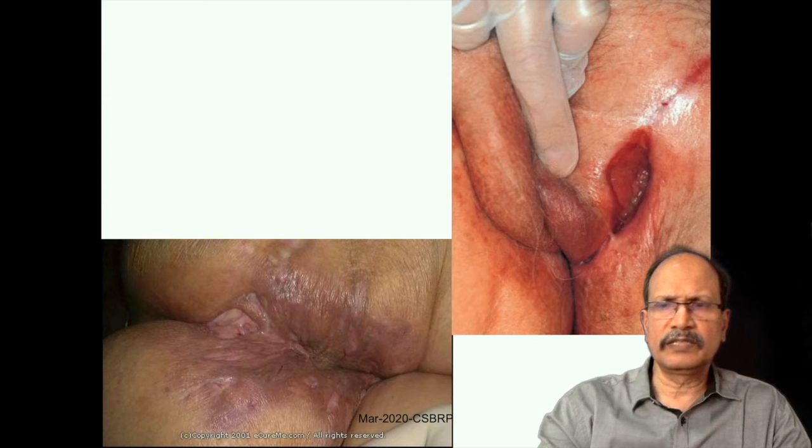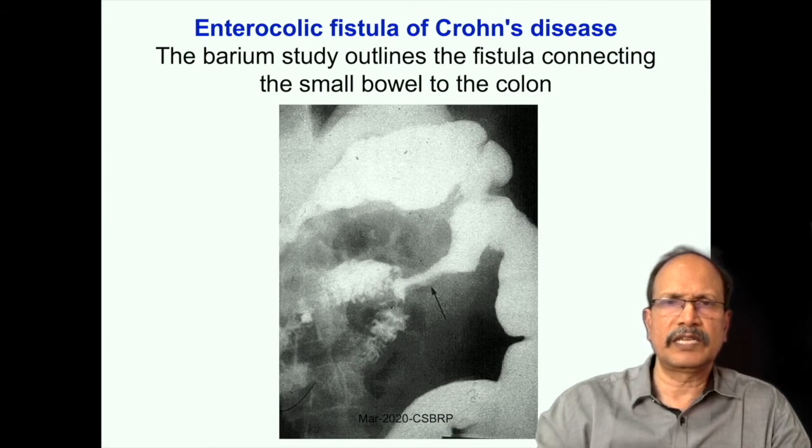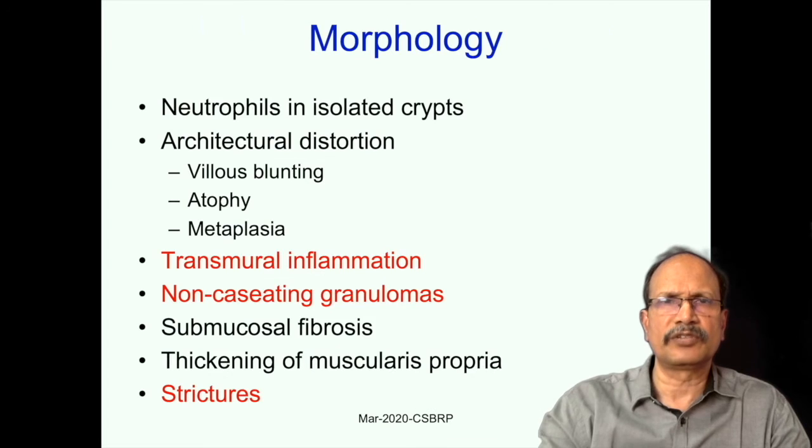And here the clinical images on the right hand side show pelvic fistulas, and on the left hand side perianal fistulas, which is very common in the case of Crohn's disease. And this barium series shows a communication between the small and large intestine, which we will call an enterocolic fistula.